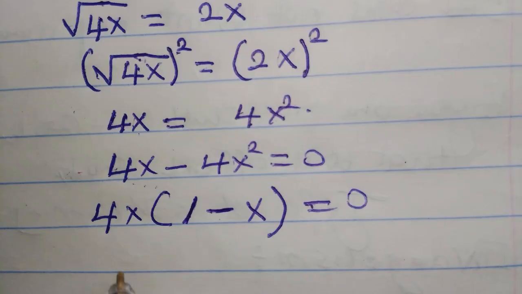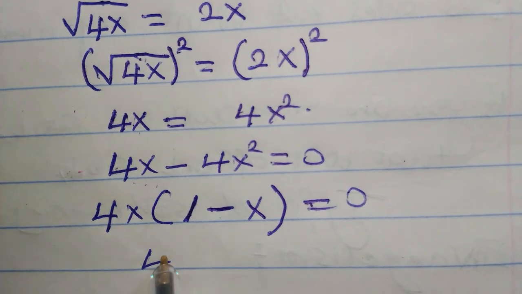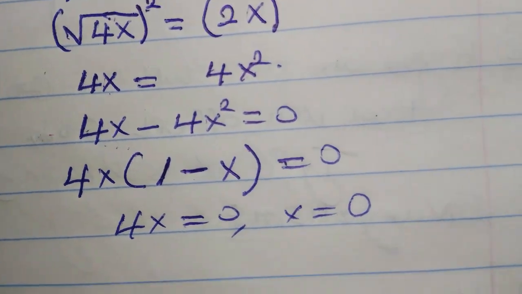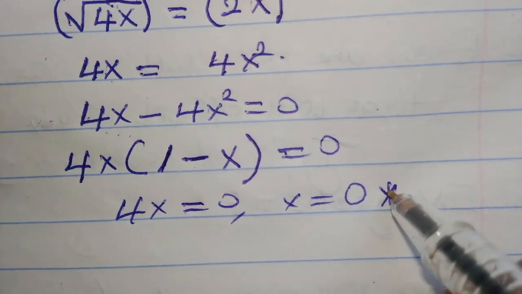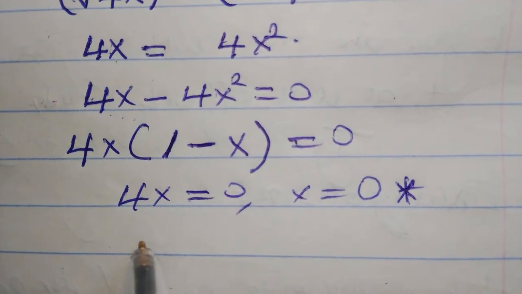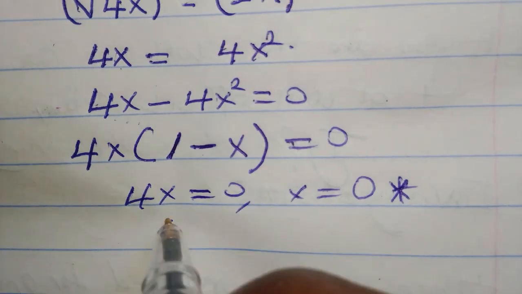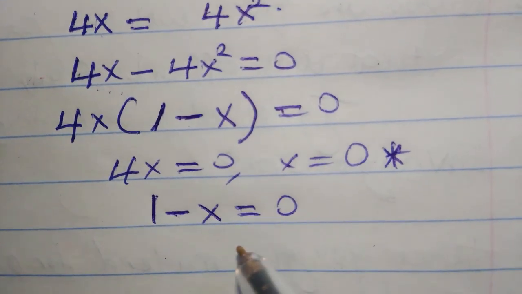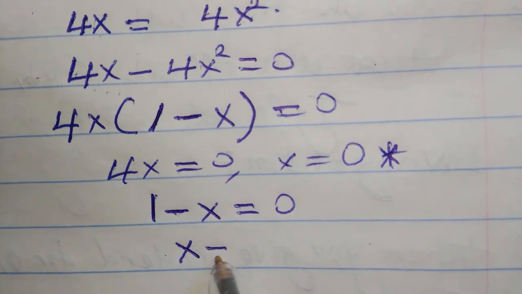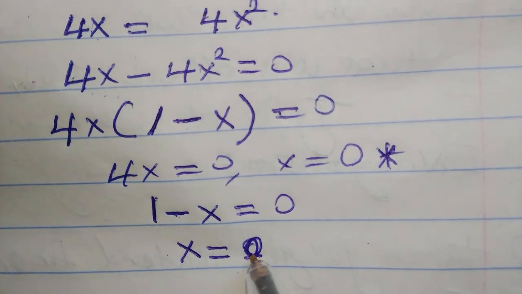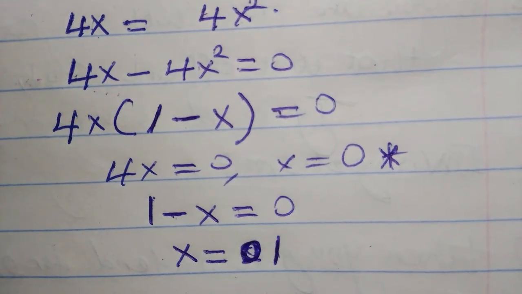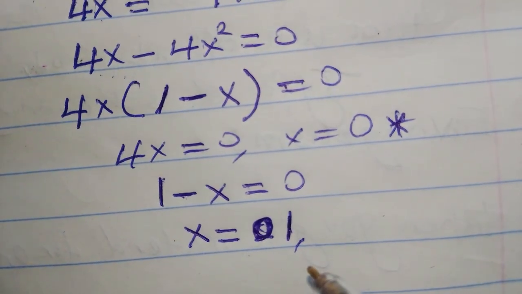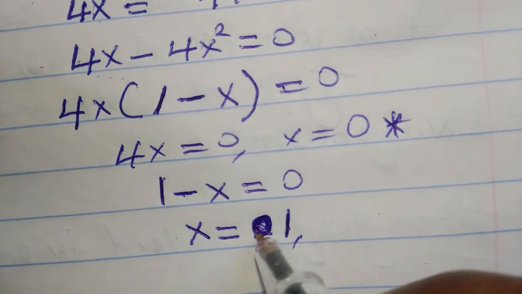So from here we'll simply have 4x equals 0, which gives x equals 0. This we are going to reject because x can't be 0. So we are going to pick the second one, 1 minus x equals 0. If we make x the subject of the formula, x is equal to 1. So this is the first method. Our x is equal to 1.